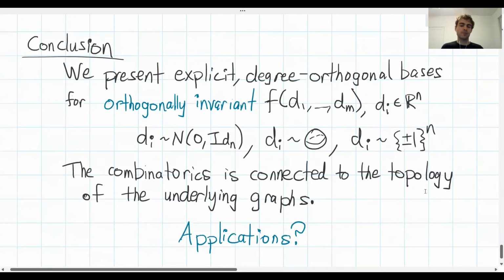So in conclusion, we presented explicit degree orthogonal bases for orthogonally invariant functions of a collection of random vectors. We studied 3 different settings in which the random vectors could come from: the Gaussian setting, the unit sphere, and also the Boolean hypercube. And we saw that the combinatorics of these bases is really intricately connected to the topology of the underlying graphs. We're still looking for applications of these bases. It would be really cool to exploit the interesting combinatorics of these polynomials in order to prove something really interesting about these orthogonally invariant functions.